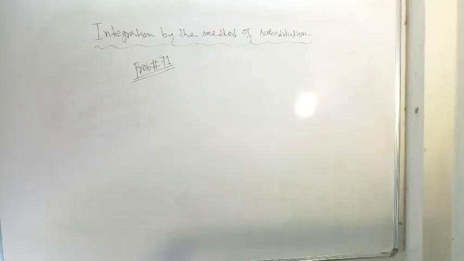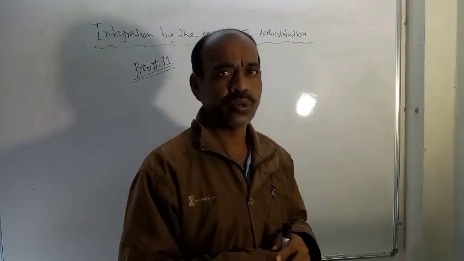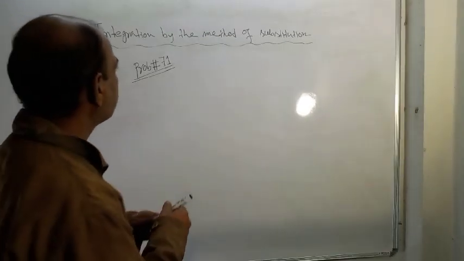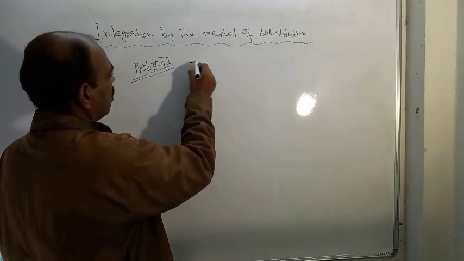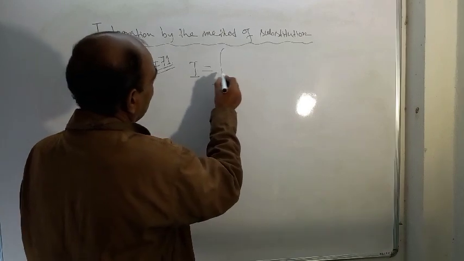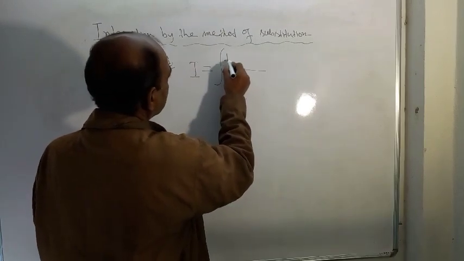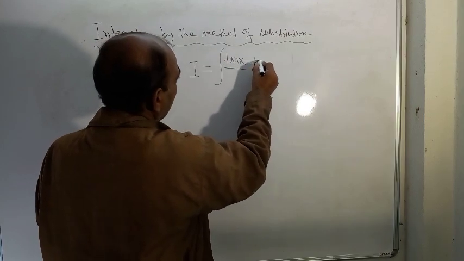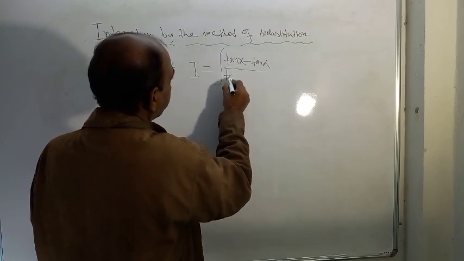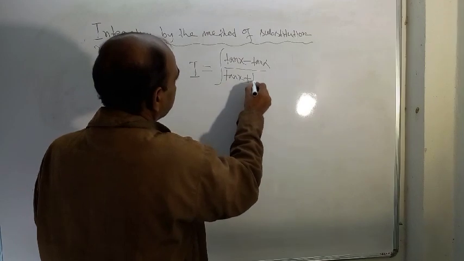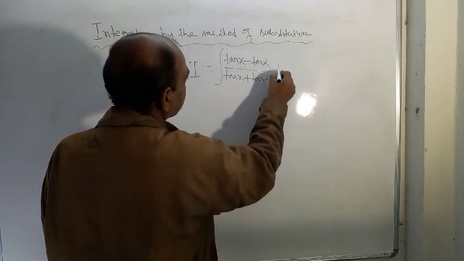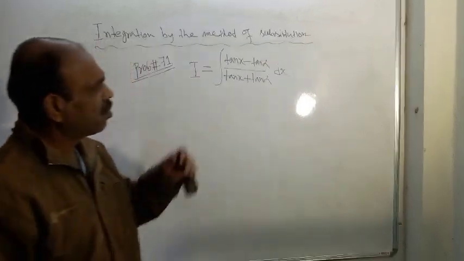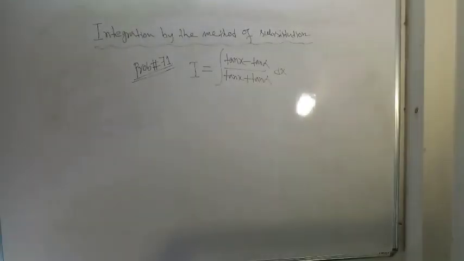Good morning. This is problem number 71, which I am going to show you the solution of. And the problem is: integration I is equal to integration of tan x minus tan alpha divided by tan x plus tan alpha dx. So this is the integration we need to perform.